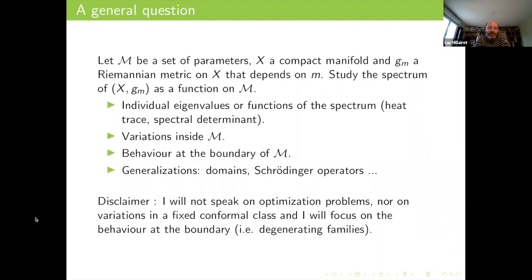There are many generalizations of this question, like domains or Schrödinger operators, so there are many things that can be studied in this general framework. I wanted to give a disclaimer. I will not speak on optimization problems, nor on variations in a fixed conformal class. I will be more interested in variations where we have only a finite number of parameters at play, and I will focus on the behavior at the boundary, that is, degenerating families.